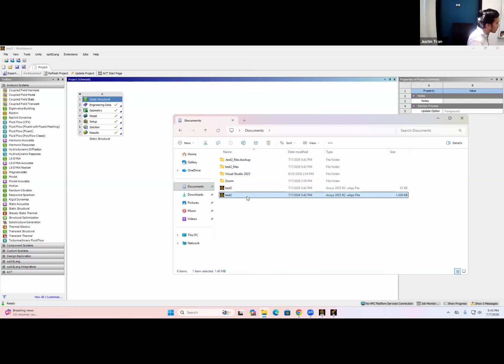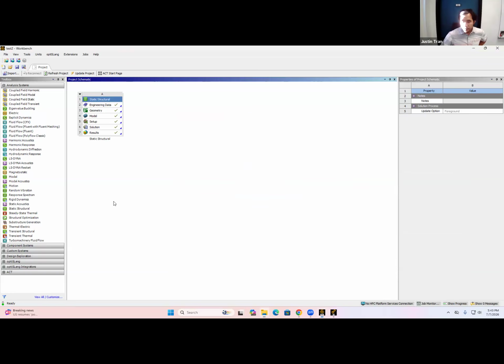But if you're just working all on the same computer, then you don't have to worry about that. Just save the project normally, and then to open it up again, you just double click on that. Good question. I always forget to mention that after activity 1. All right, any other questions on activity 2?